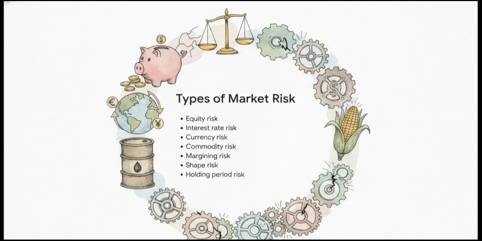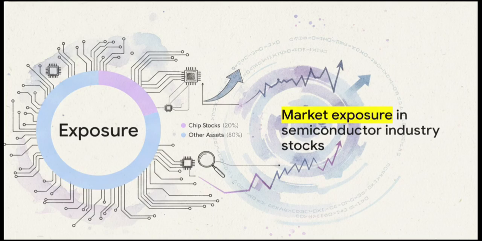And then it gets even deeper. You have more complex structural risk like margining risk, which comes from uncertain future cash outflows due to margin calls, plus shape risk, holding period risk, and basis risk. Essentially, all of these represent the different ways that prices, or the implied volatility of those prices, can just wildly and suddenly change. All of this brings us to the idea of market exposure.